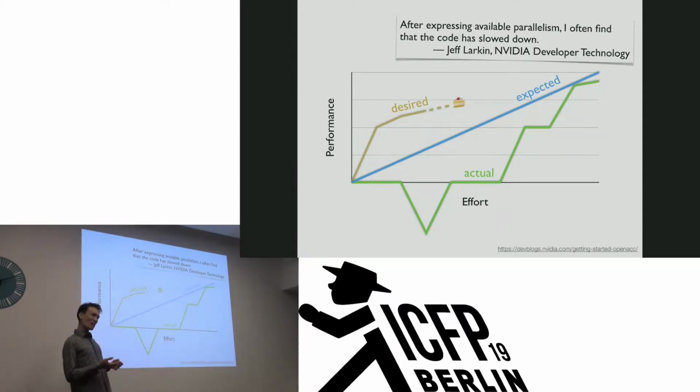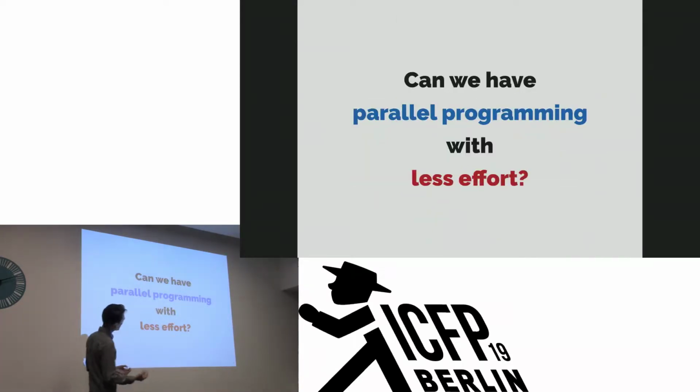in some ways the bar is both much lower and much higher at the same time. But the overall question remains the same, really. Can we have parallel programming with less effort? How do we stay above this productivity line? With, of course, the implied side condition that the resulting program should be fast.